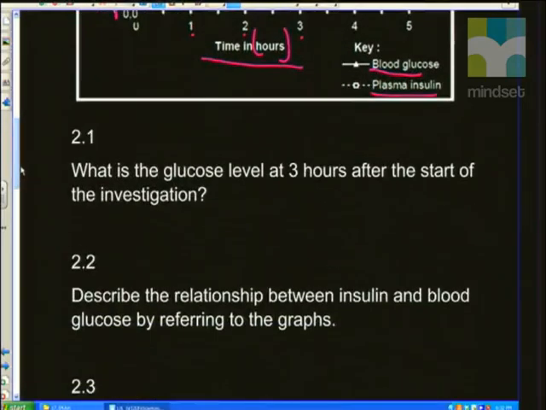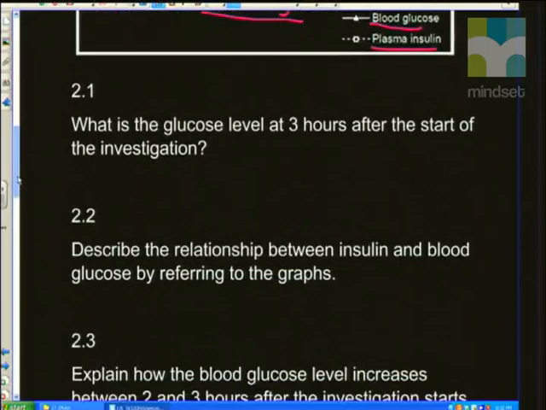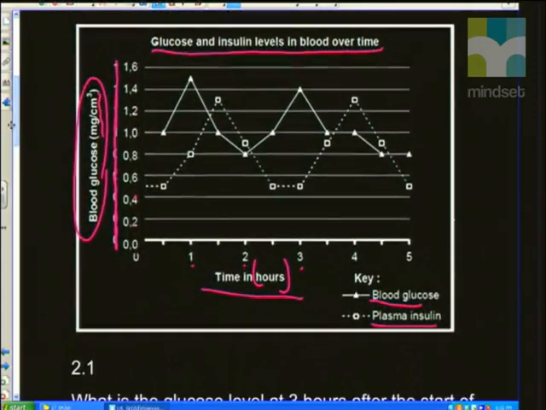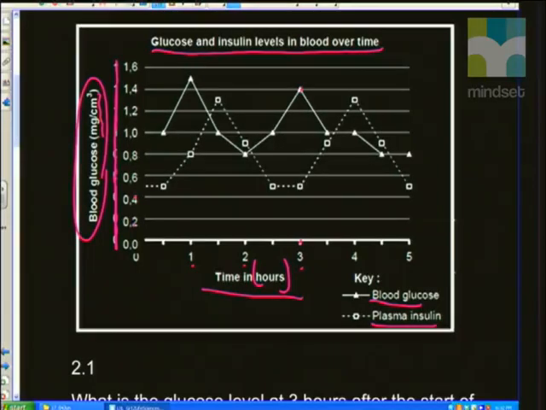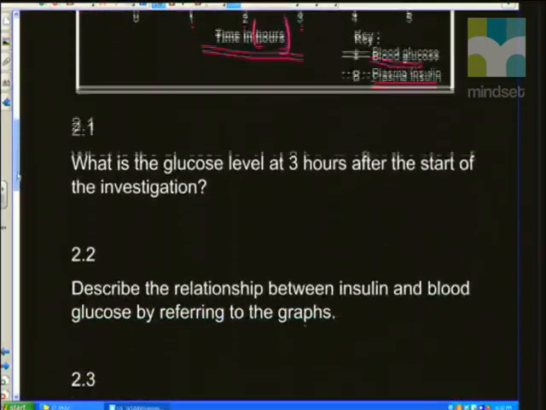What is the glucose level at 3 hours after the start of the investigation? So where must we go, Kaveh? First you go to your 3, then go straight up. Then turn to your left and go to the corresponding figure. It's 1,4. And don't forget the units: milligrams per centimeter cubed. Good.